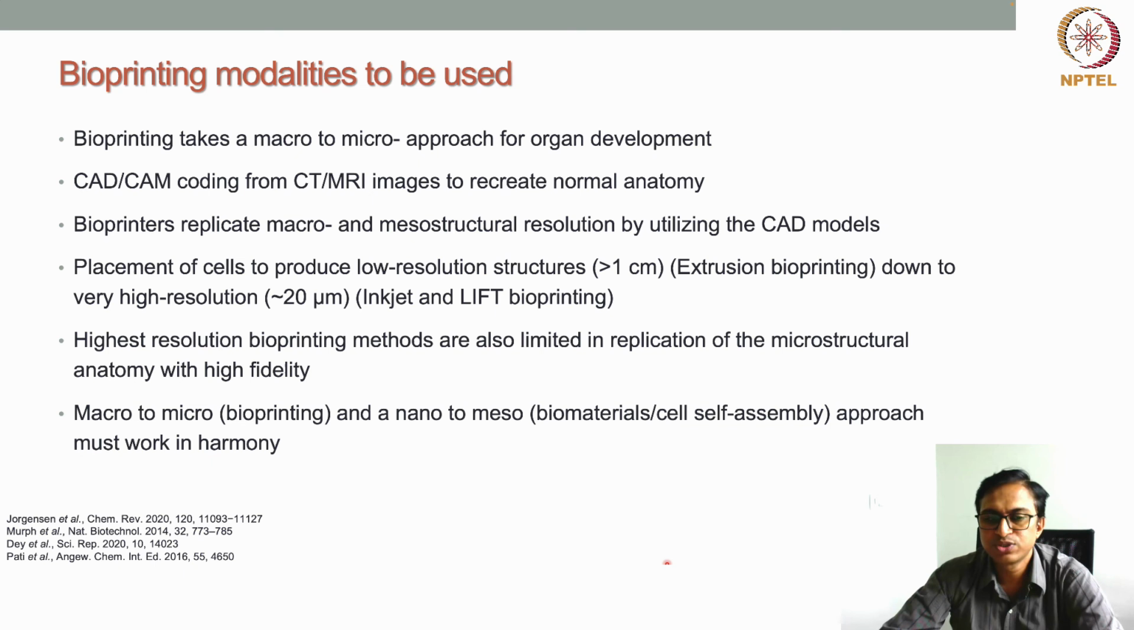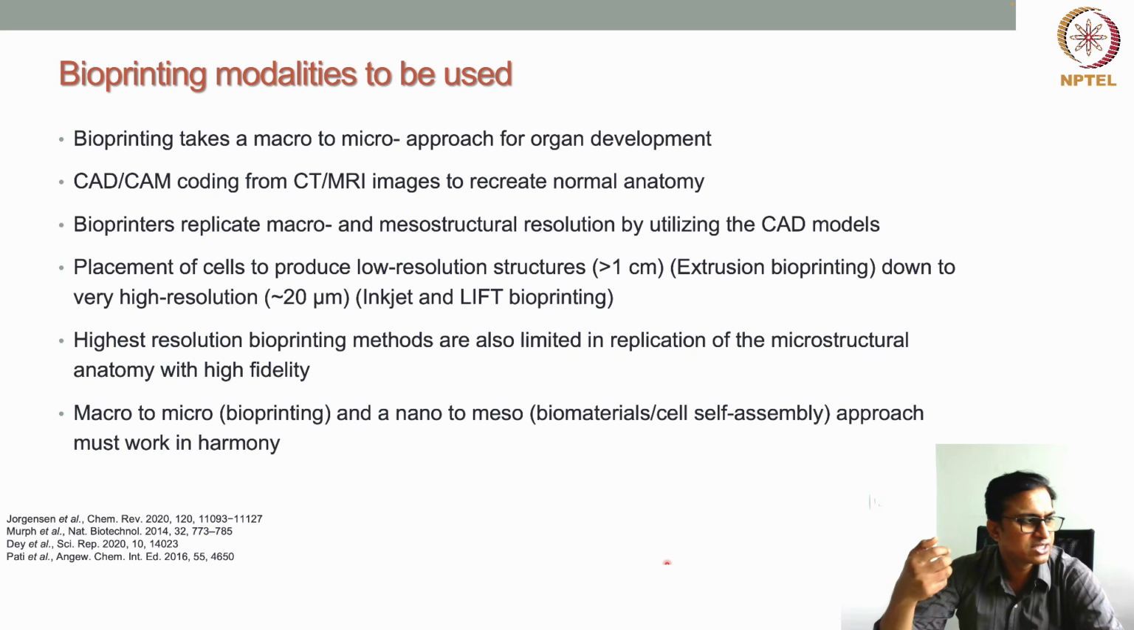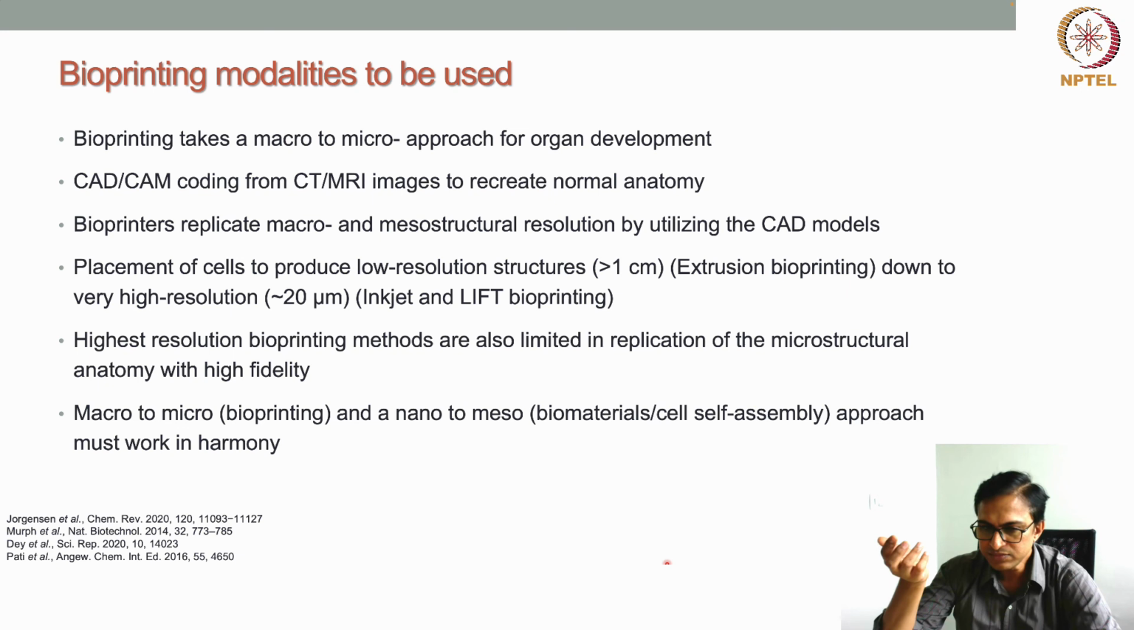So when we are working with bioprinting using certain biomaterials or different cell types, those approaches should work in harmony so that finally a macro level tissue can be bioprinted with microstructures having nanostructural details. That is very important for organ function. And if you look more and more at the microstructure of the organ, you will be amazed to see the detailing that is present, and that is very much important for the function of that particular tissue or organ.